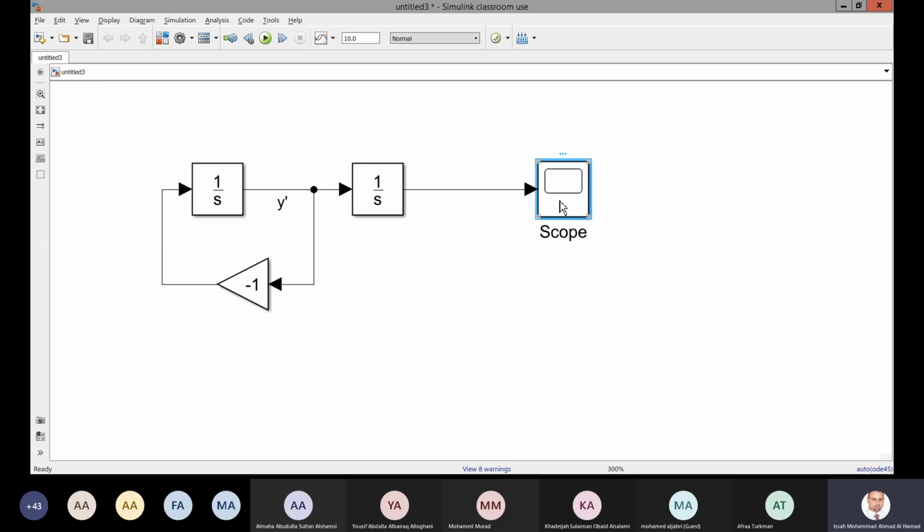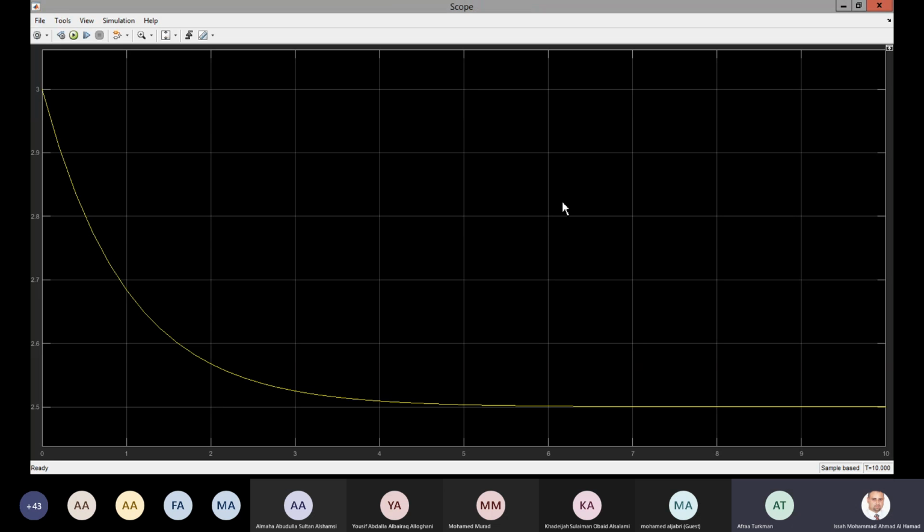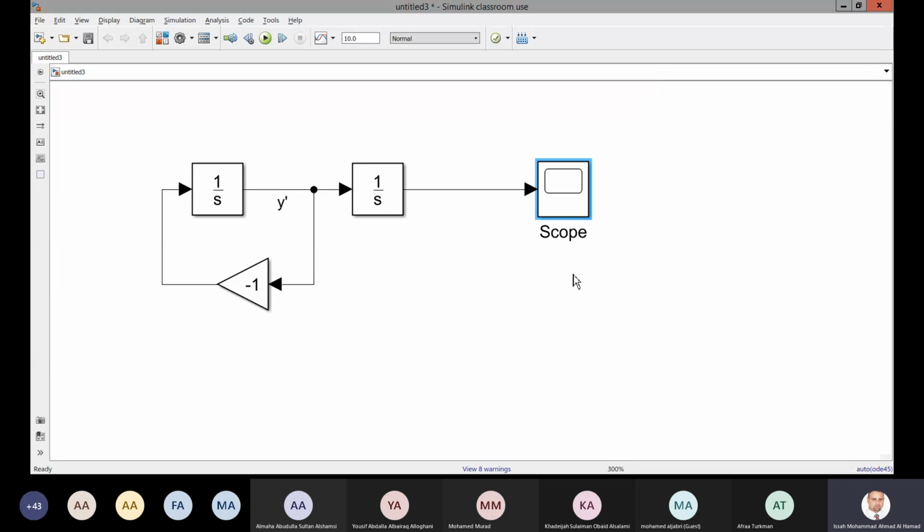Now this scope makes a graph between y and t. If you press here, this will be y and this will be t, and this is the solution of your differential equation. Correct? Now, if you need a graph between y prime and t, not y and t, can you do it? Huda says we branch from y prime.